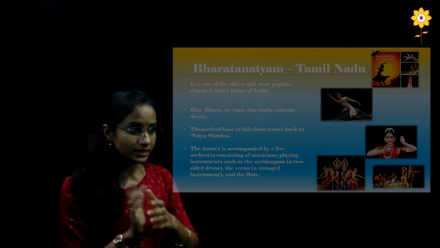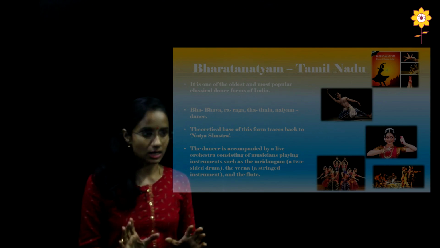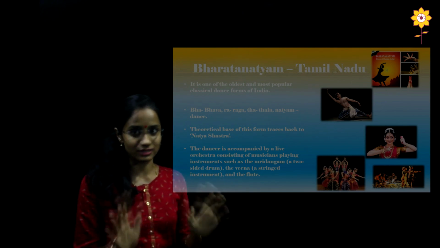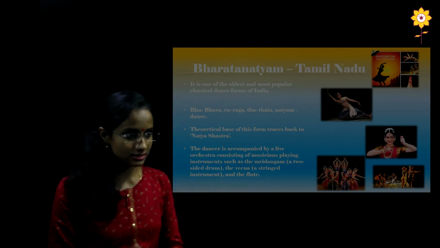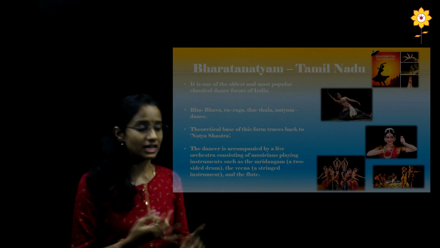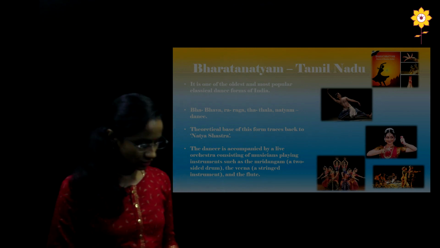In Bharatanatyam, the dancer is accompanied by a live orchestra. In the traditional form, we have a live orchestra. Now we even use CDs, cassettes and everything. But in the traditional form, a live orchestra accompanies the dancer. The main instruments used are the mridangam, the veena, and the flute. So these are the instruments used in this particular dance form.